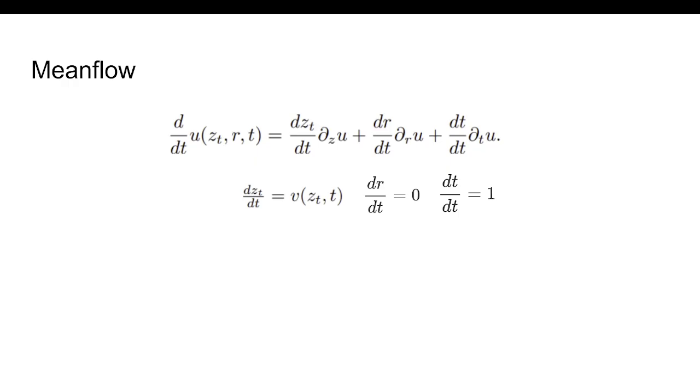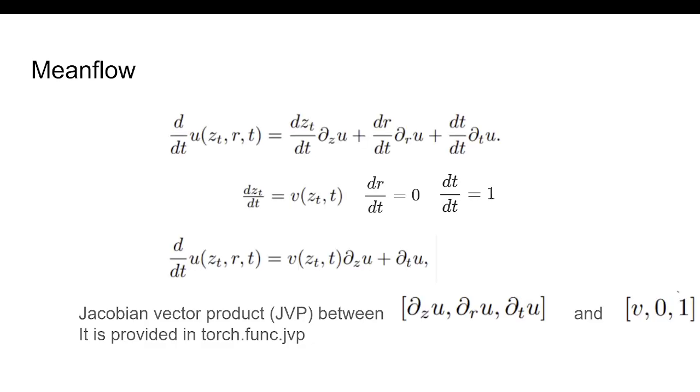The first coefficient equals the instantaneous velocity, and the second coefficient is 0, since r and t are independent. The third coefficient is clearly 1. By substituting these coefficients, we obtain the desired equation. Unfortunately, this equation is a Jacobian vector product between these two vectors, which can be computed directly using torch.func.jvp. And at this point, we are almost done.